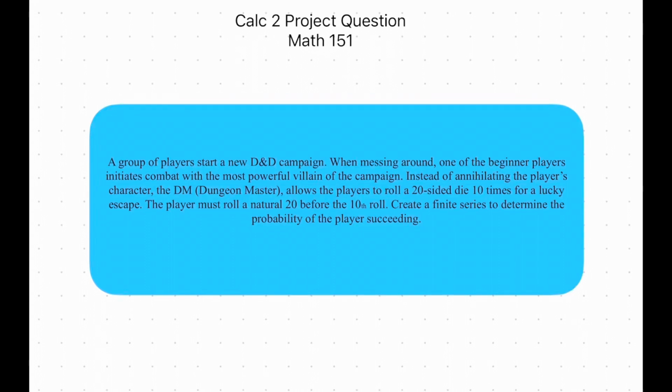Here we have a finite series problem. A group of players start a new D&D campaign. When messing around, one of the beginner players initiates combat with the most powerful villain of the campaign.